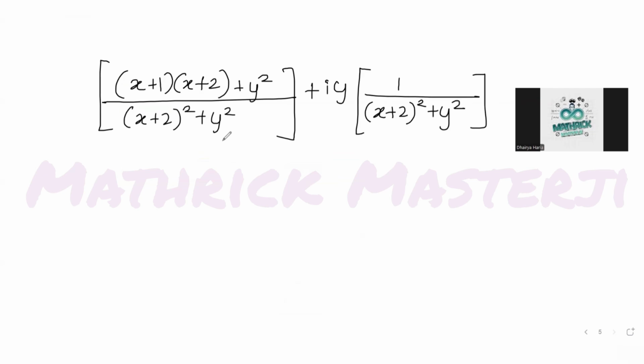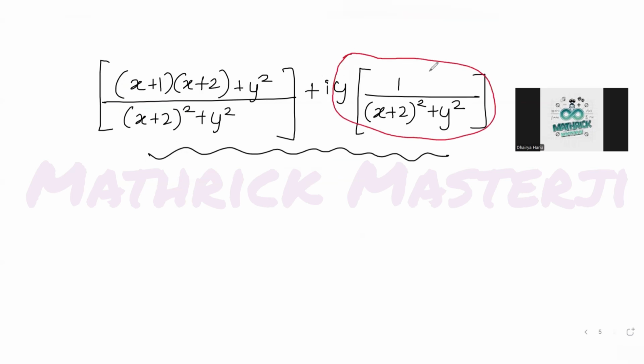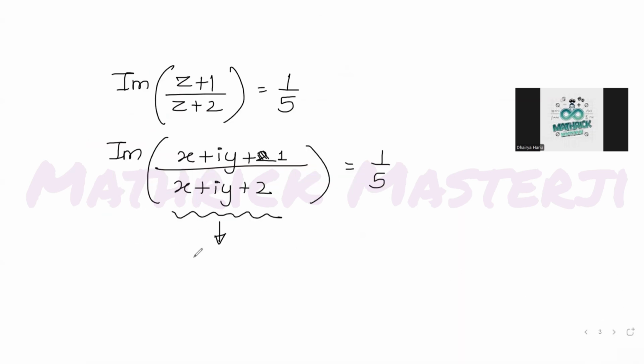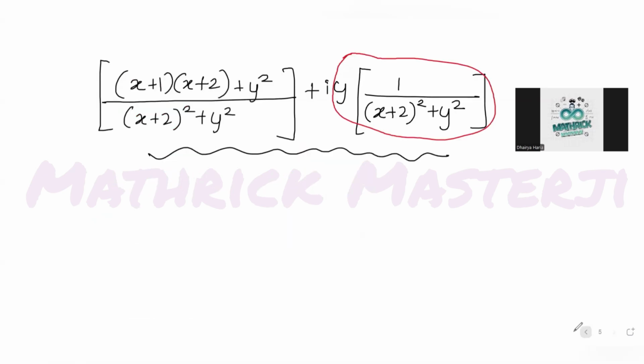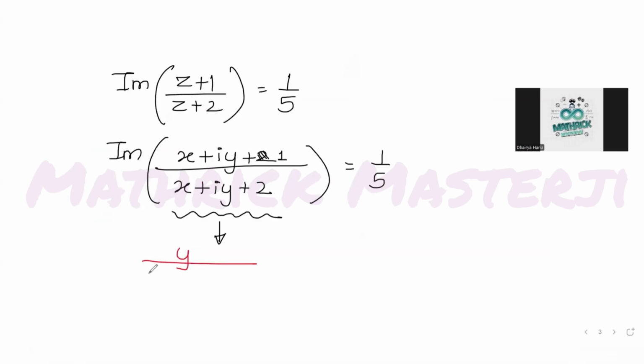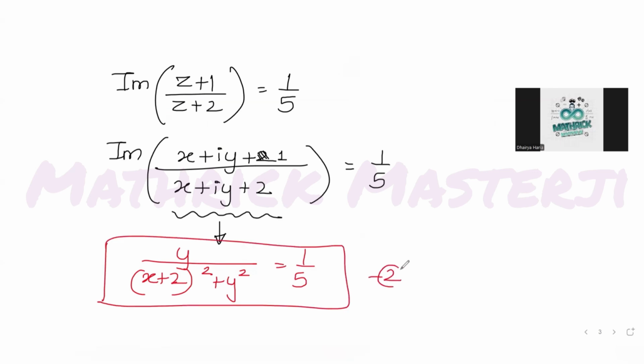So I have this form. Now, once I have this form, the question tells me of this complex number, whatever is the imaginary part, equate that with 1 over 5. So this entire thing which is there, I'll equate that with 1 over 5. So this becomes y times 1, which is y, over x plus 2, the whole square, plus y square equals 1 over 5. So I have this second equation with me.